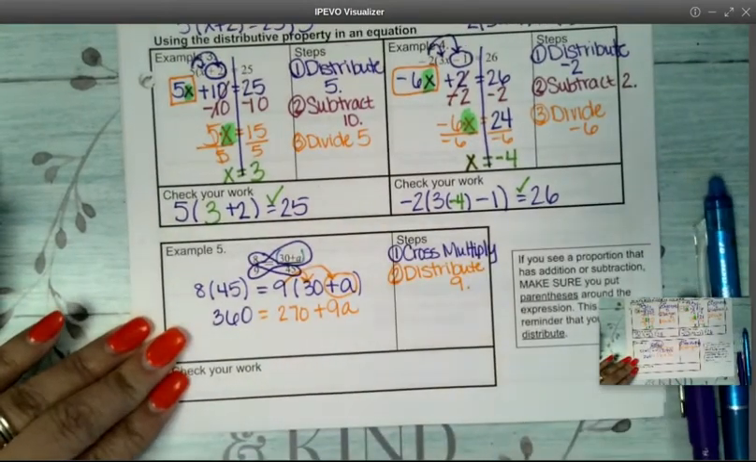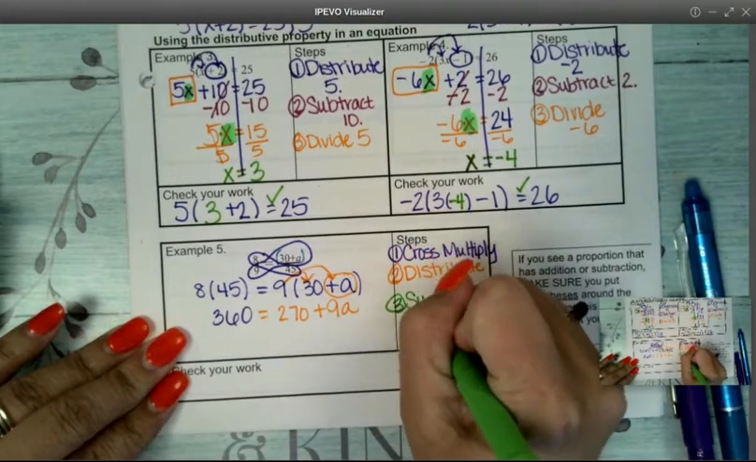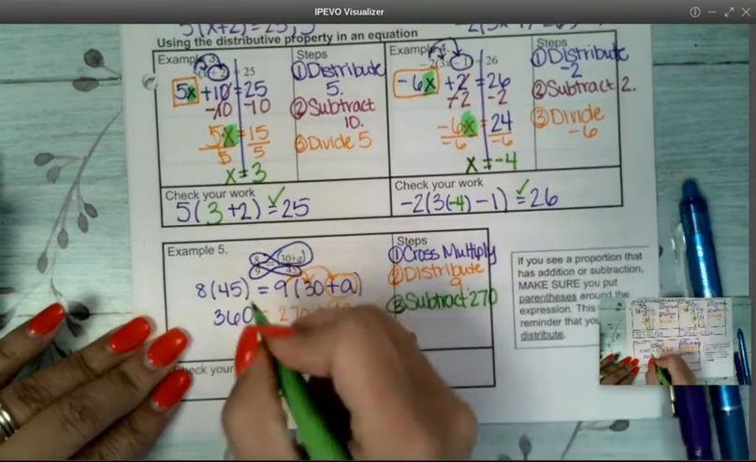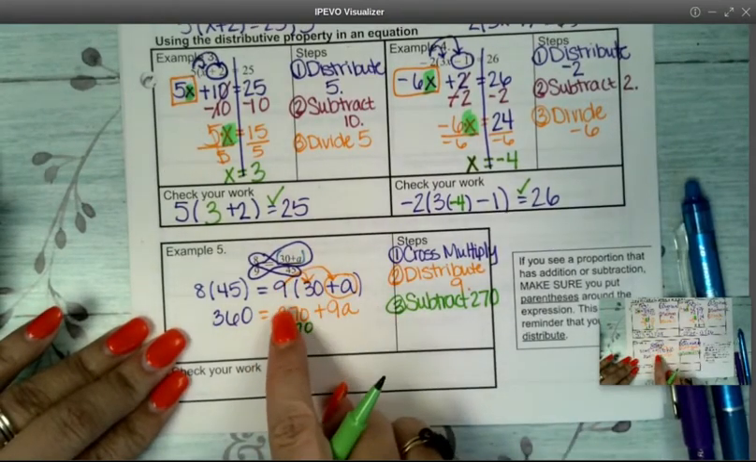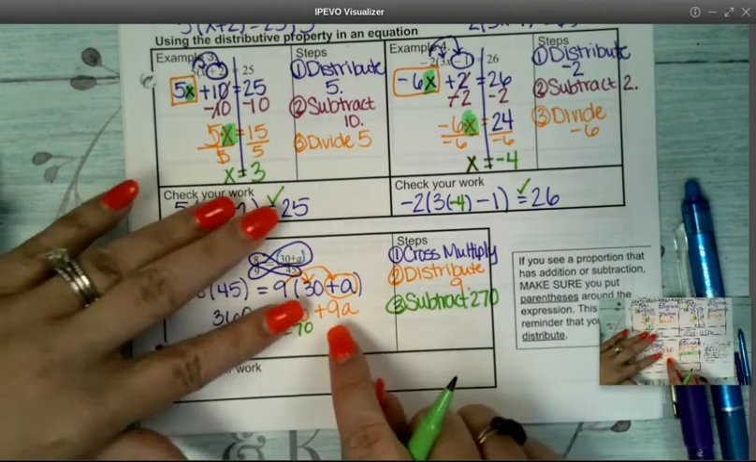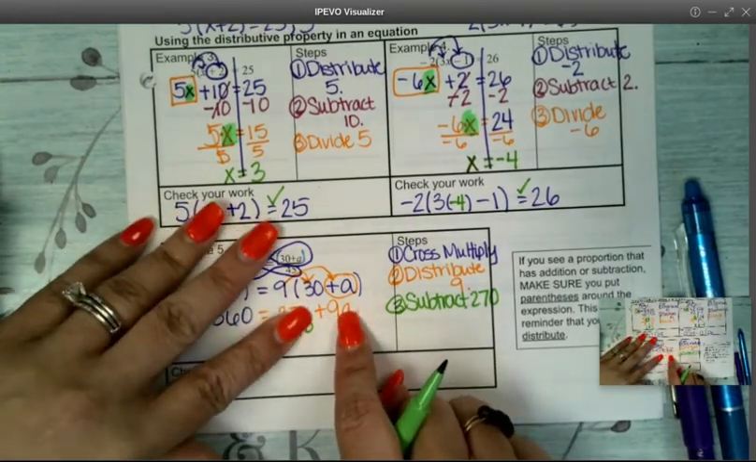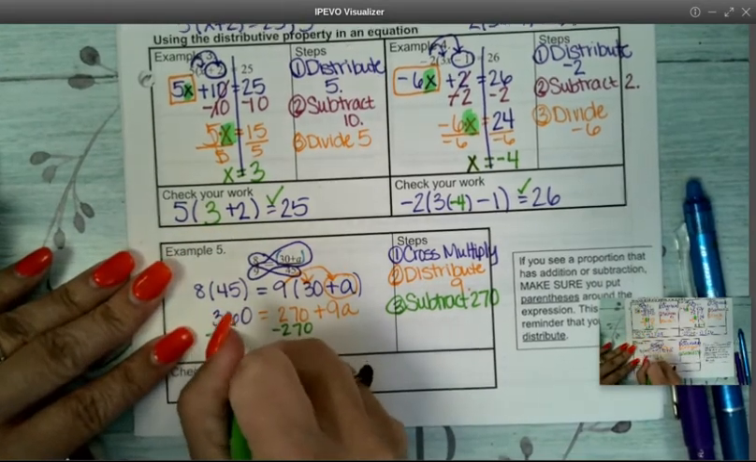Now it's a two-step equation. So the next step I'm going to do is to subtract 270. Now the reason I'm subtracting 270 is because it's the opposite of a positive 270. This number is a positive 270. That is not because that's a plus sign. That plus sign belongs to the 9a. So positive 270 minus 270 on both sides.